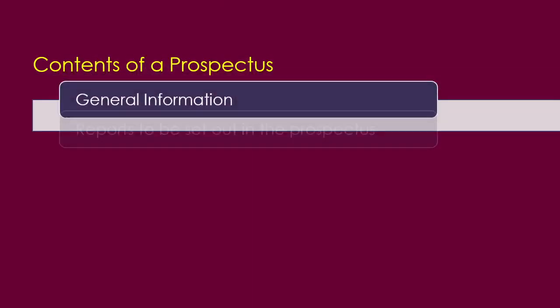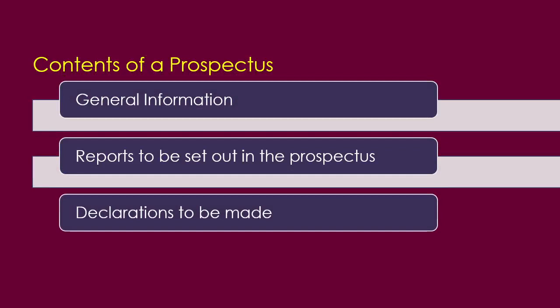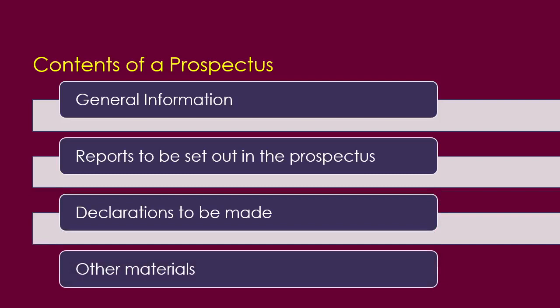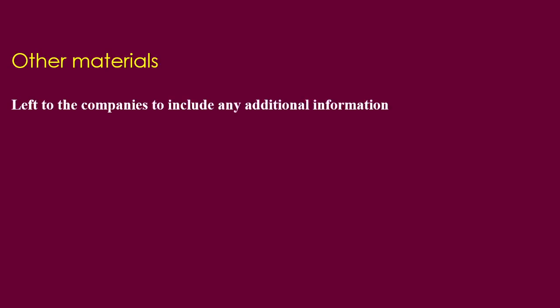Contents of prospectus, of course we have seen the first two, and the third one is declarations. The fourth one is other material. We have seen the first three things, and the fourth one is other materials. Here in the other materials section, it is left to the companies to include any additional information. If the general public wishes to get some more information in addition to the articles as well as the memorandum as well as the prospectus, they can go for the issue of a prospectus along with any other additional information.